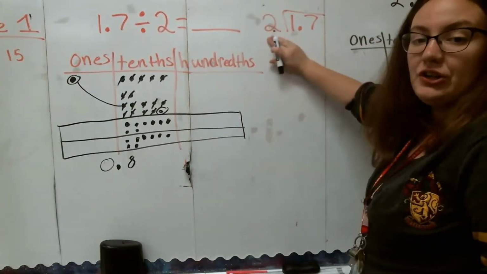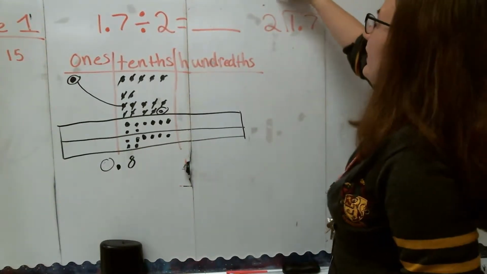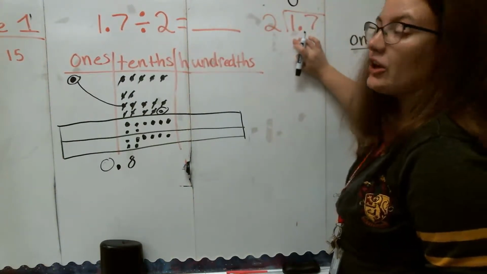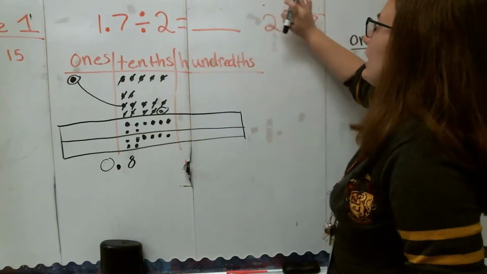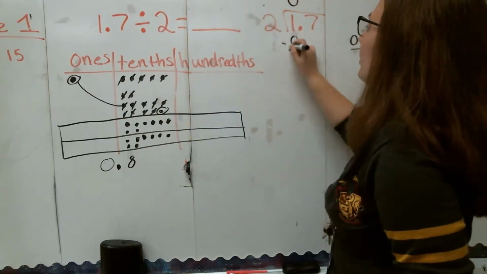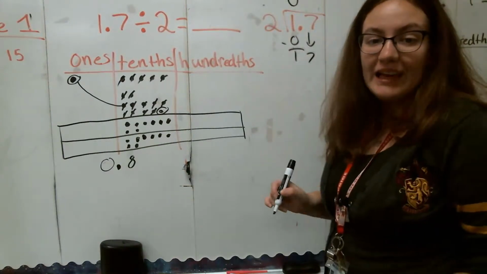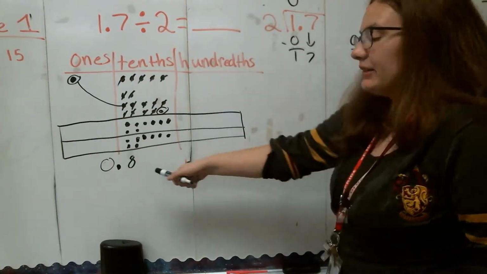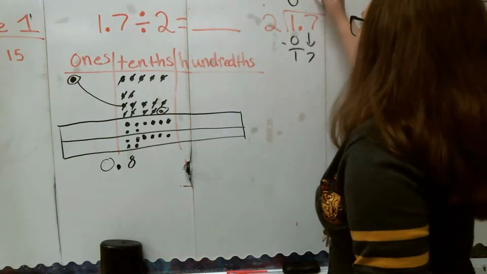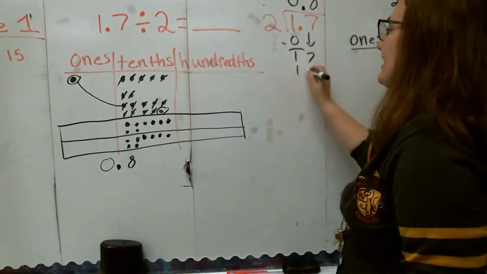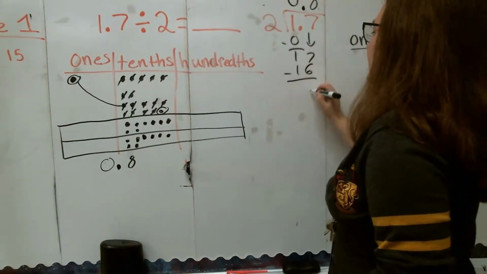So we said that 2 cannot go into 1. So if I think about it, 2 times nothing fits into 1. So I will think of 2 times 0 is 0, 1 minus 0 is 1, and then I'll bring down that 7. Now 2 goes into 17. We said that would fit into it 8 times. So I'll write number 8 up there. And 2 times 8 is 16, which gives us that remainder of 1.